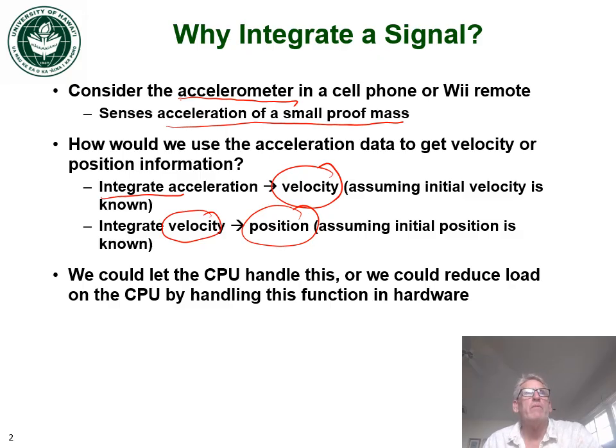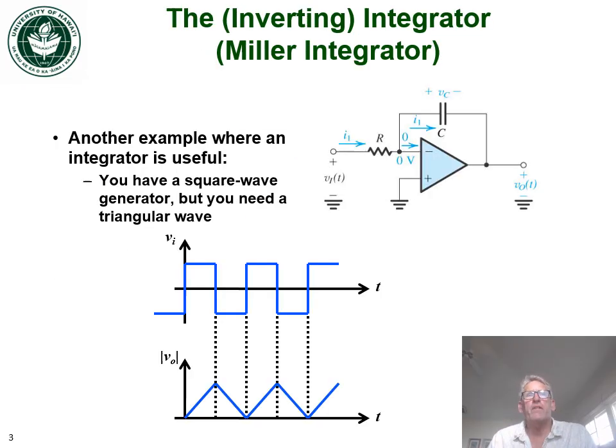Now you could let a CPU handle this. But to reduce the load, if you're doing this frequently, you might have dedicated hardware to do this, such as an integrator. Now, there are other examples. There are sensors that require integration of signals. There are analog computing techniques that use integrations. There are lots of examples of where dedicated integrators are used.